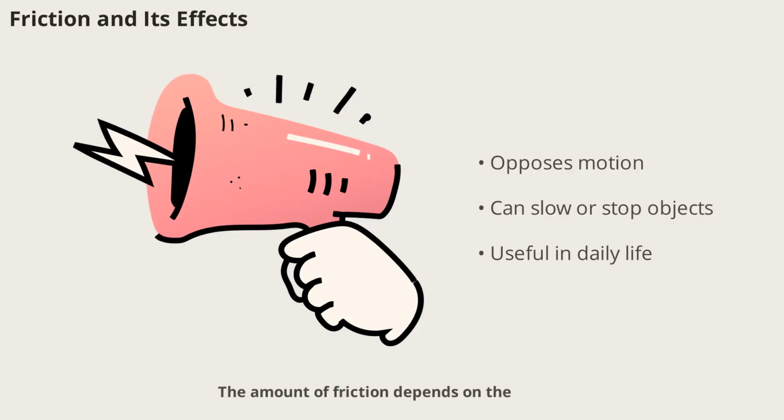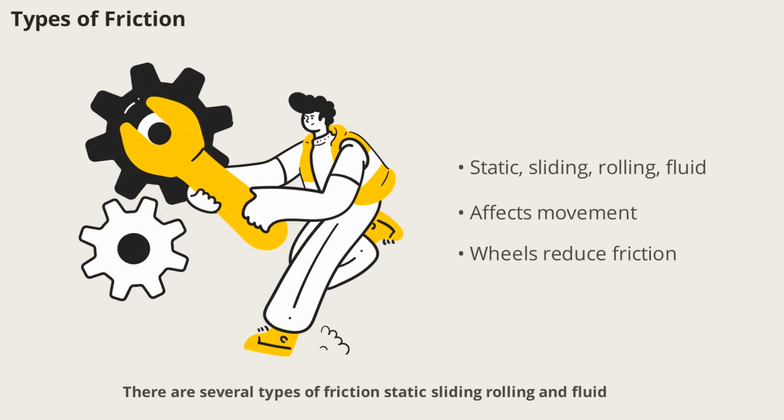The amount of friction depends on the surfaces and the force pressing them together. Managing friction is important in everything from sports to machinery. There are several types of friction: static, sliding, rolling, and fluid. Static friction keeps an object at rest.